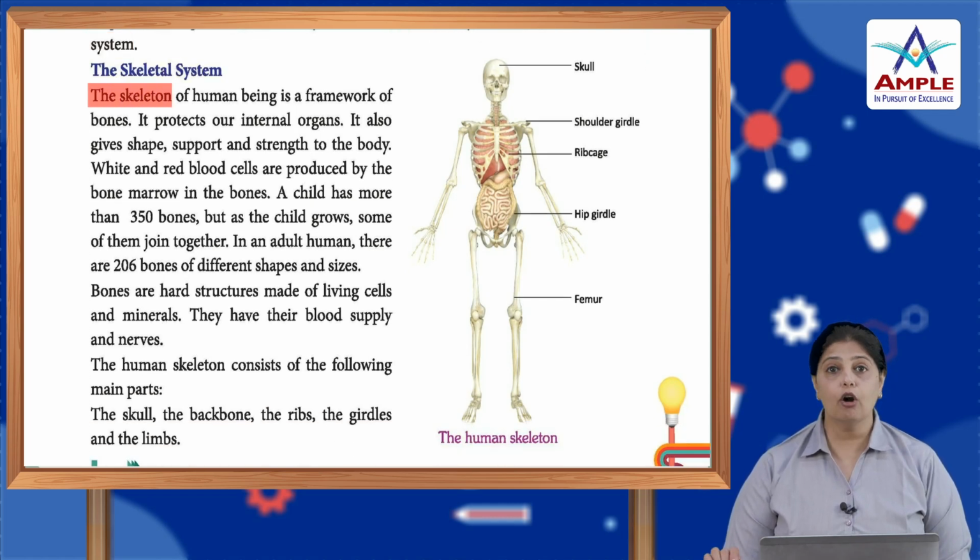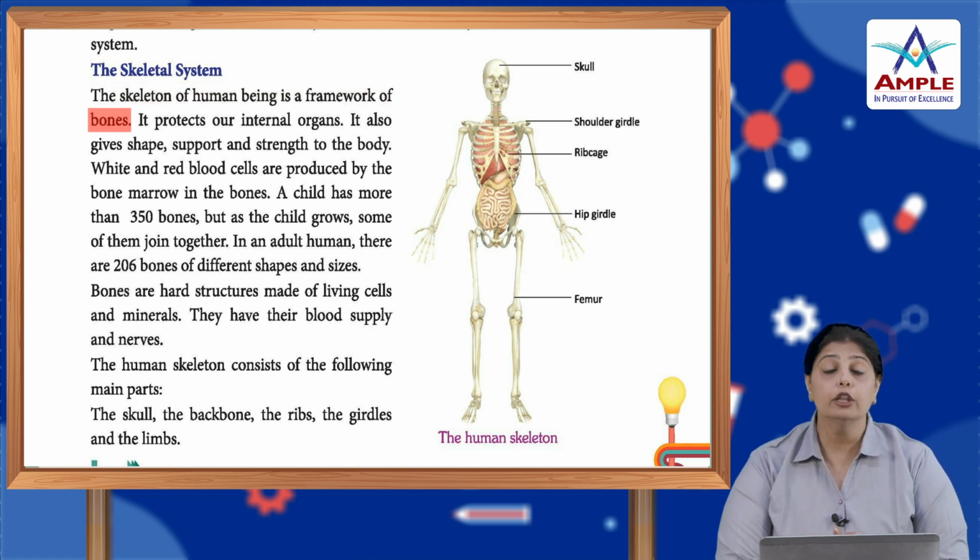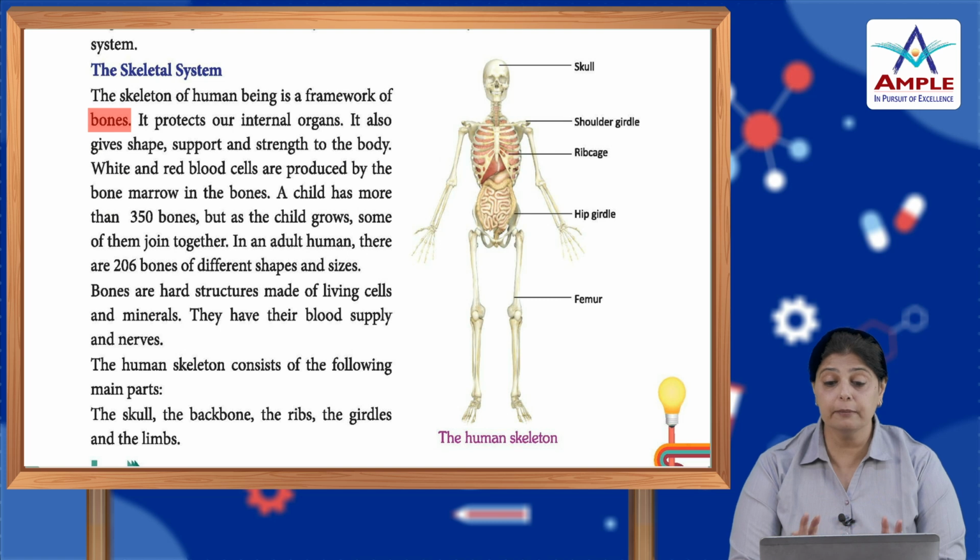The skeleton of a human being is a framework of bones. If you look at this diagram, the human skeleton is nothing but a framework of bones. Now, what is the function of these bones? They protect the internal organs.